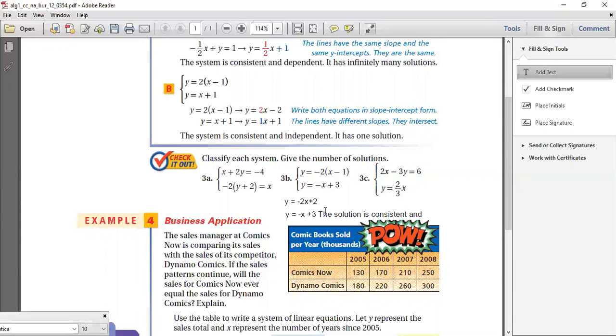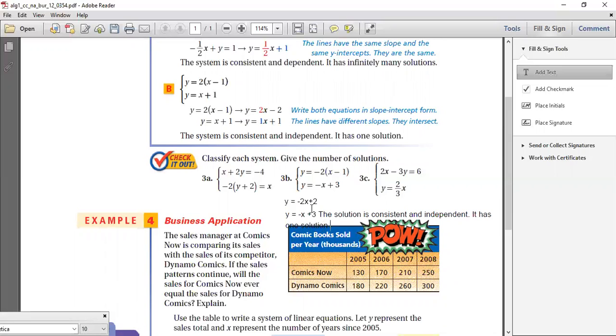And now because it is consistent, now you decide, is it dependent or independent? How do you know it is dependent or independent? Sorry, if it is dependent, it will be the same line. Now, is this dependent or independent? It is independent, right? Because they are two different lines. So you have to say they are independent. The solution is consistent and independent. So it has one solution.